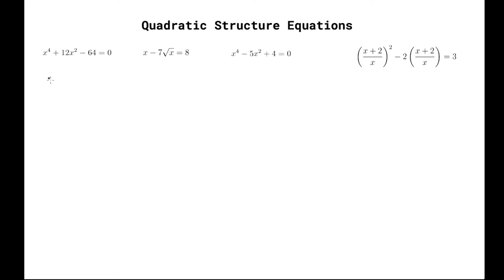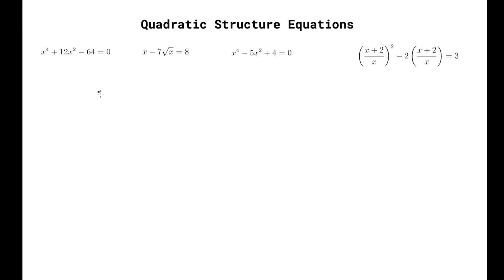All right, so this is going to be a video involving solving quadratic structure equations. So I have 4 example problems here to kind of show you how this concept works. Let's start with the first one.